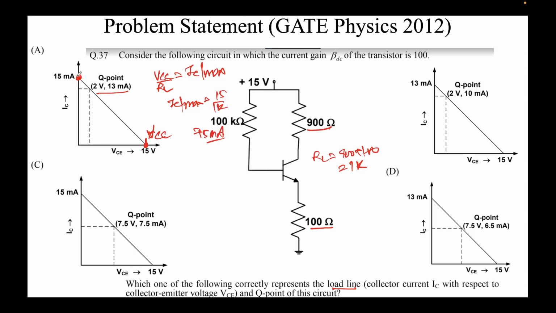Which again matches option A, and we obtained the Q point as 2 volts and 13 milliamps. So option A matches both the Q point as well as the load line. So that is our answer.